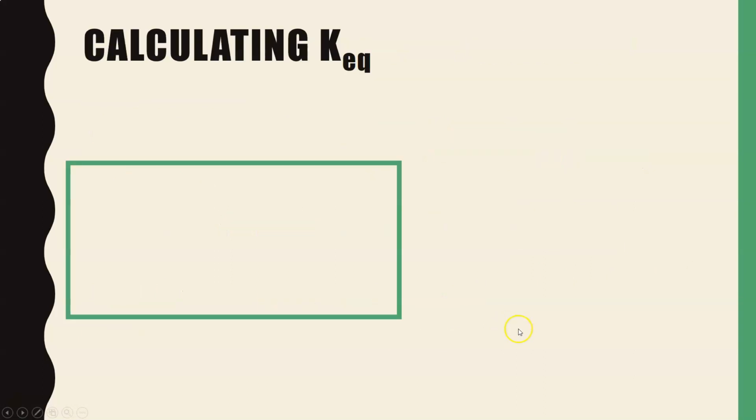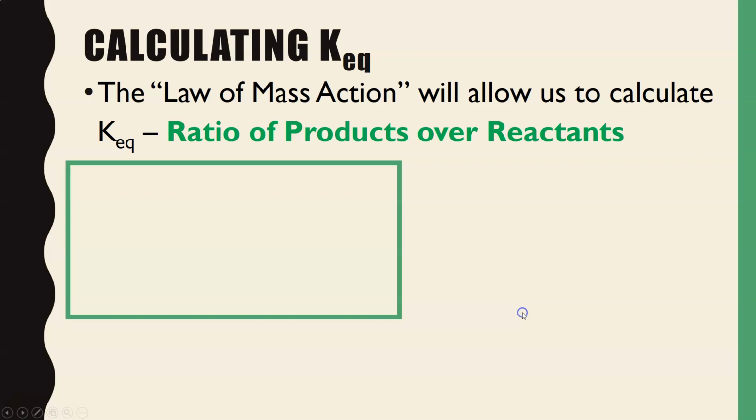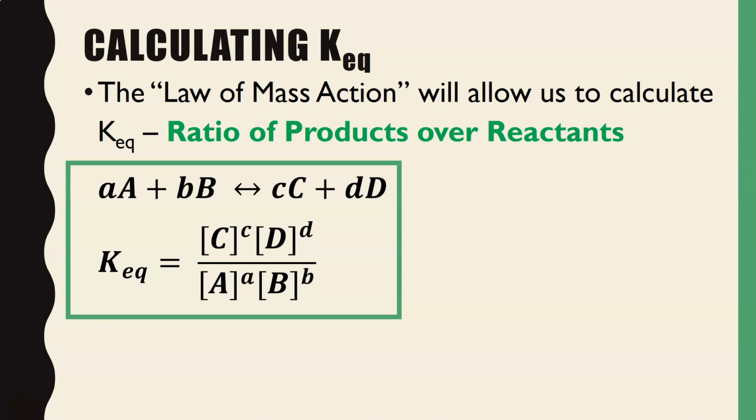If we want to calculate the equilibrium constant, we use this thing called the law of mass action. That's basically describing how you set up your equilibrium constant calculation. It's going to be products over reactants. If we have this as our generic example, the lowercase letters are our coefficients. And this is how you set up a law of mass action. This is how you calculate your equilibrium constant, your K value.